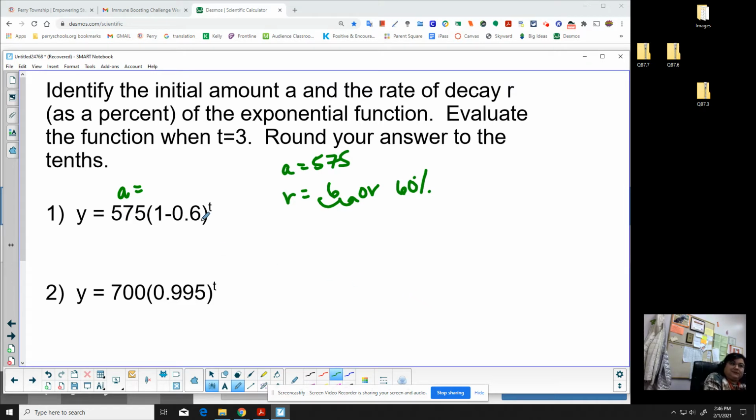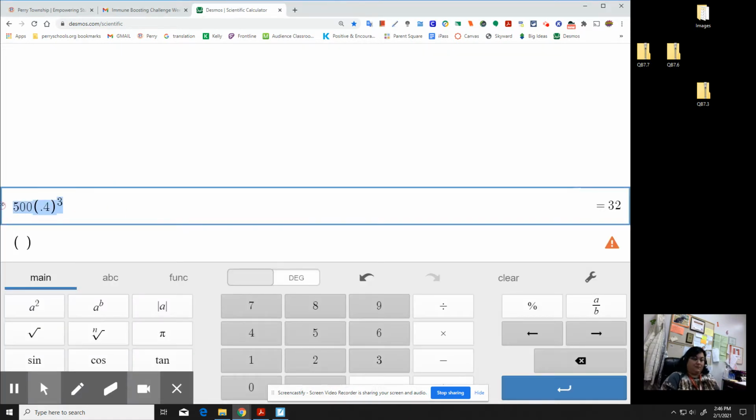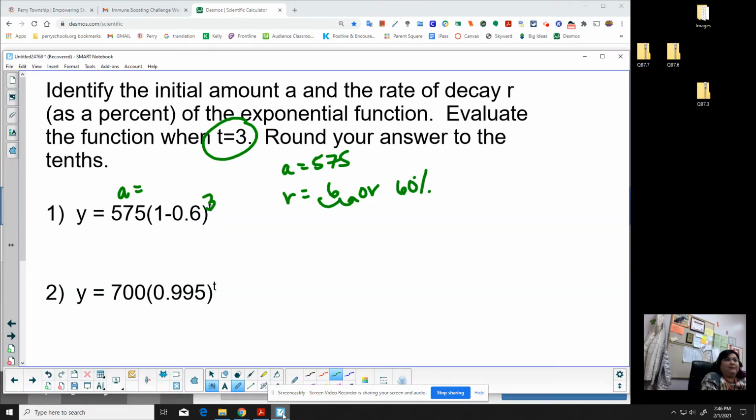So I can type this into Desmos just like it is. I'm going to evaluate when T is 3, so I'm going to put a 3 here. So I'm going to Desmos and typing it in. So 575 multiplied by 0.4 raised to the 3rd power. And that gives me 36.8. Okay, that's a huge decay. But, I mean, it is something, it's decaying at like 60% over 3 years. That's a lot of decay. So that was 36.8. Started at 575, and now it's down to 36.8 at a 60% decay after 3 years.